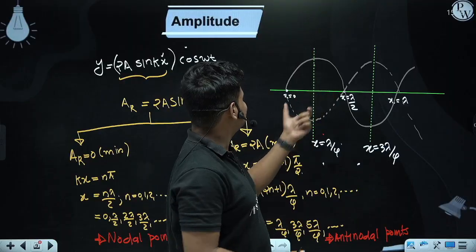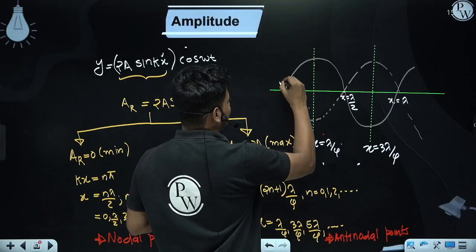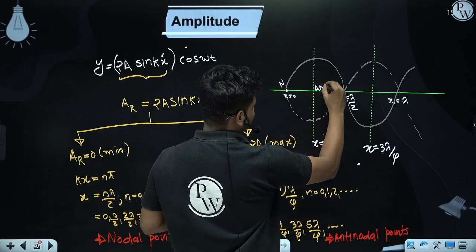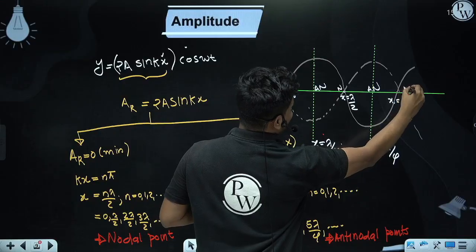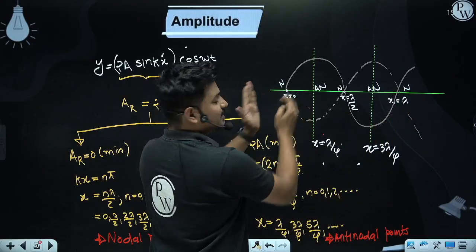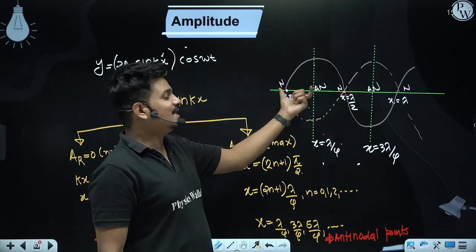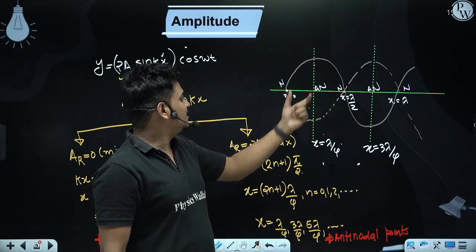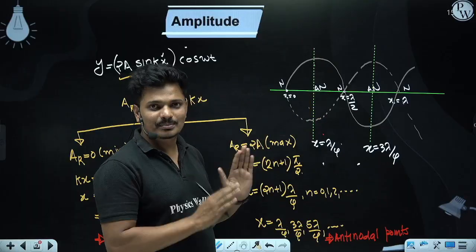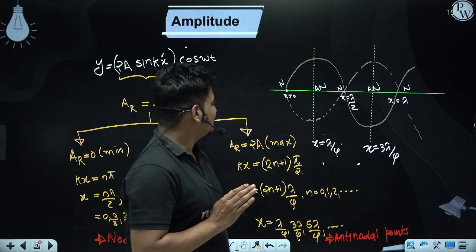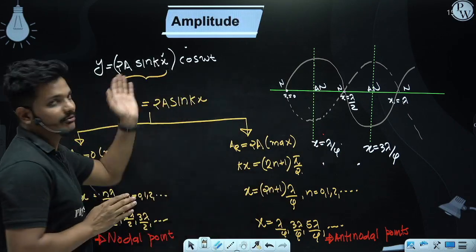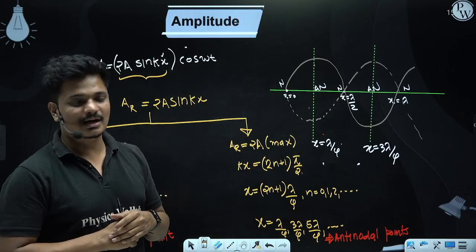This is a node, and this is an antinode. This is a node, this is an antinode, this is a node, like that. So what is the distance between adjacent node and antinode? One is at 0, the other is lambda by 4. That means lambda by 4. Like that, this is happening in our amplitude.